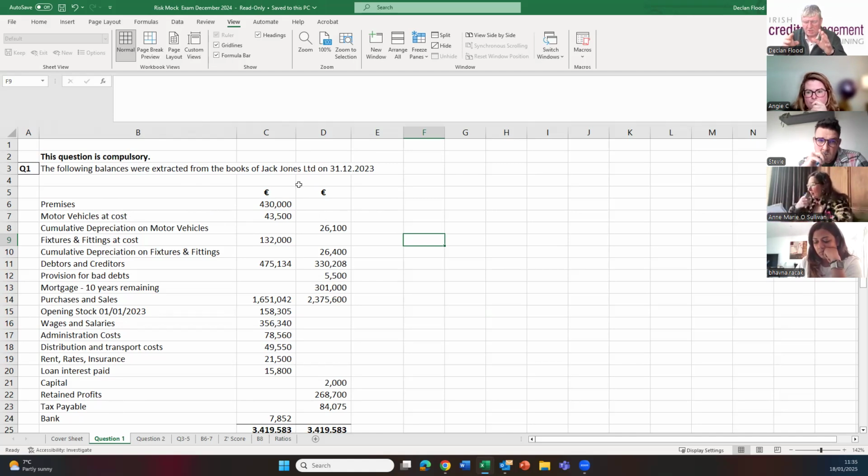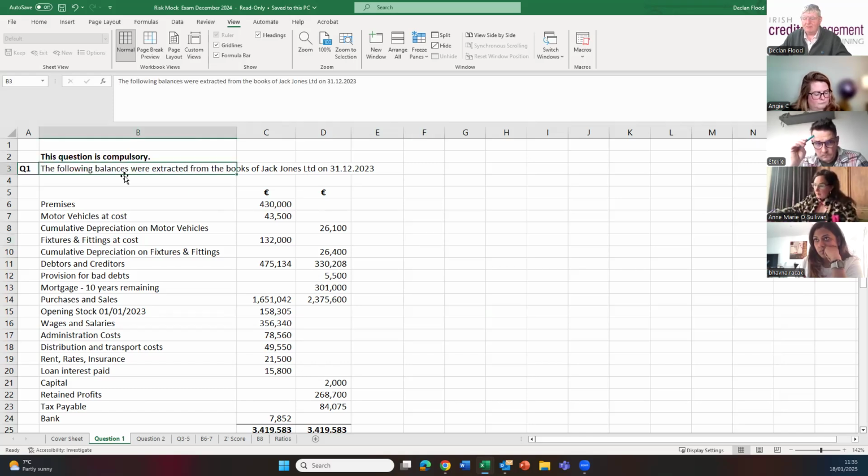And when we're preparing a P&L account, this is what you need to get across. What we are looking to establish is, for the year that ended the 31st of December 2023, did the company make a profit or did they make a loss? The profit or loss that they made is for that period. That's all we're interested in.